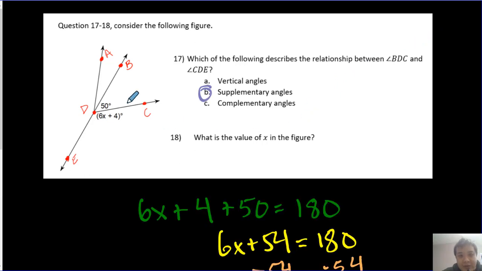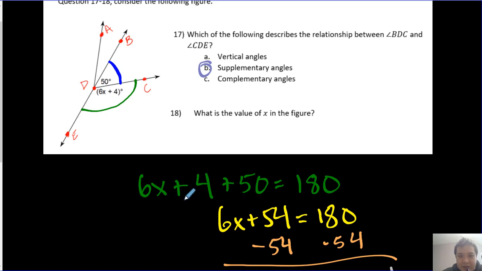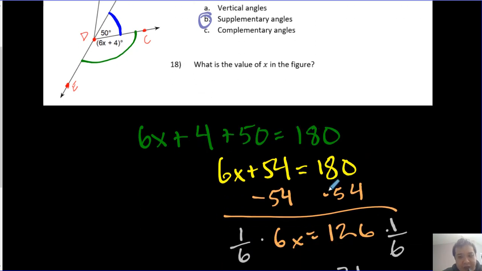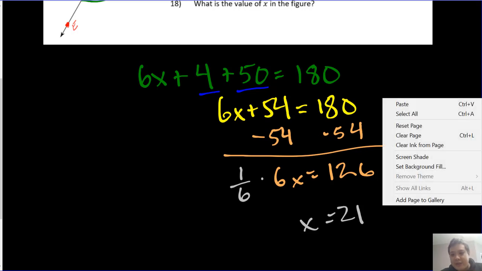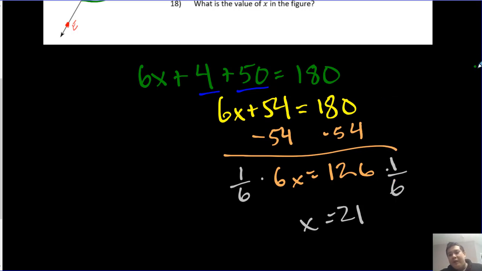What you should have found is that these two angles BDC, excuse me, and CDE are supplementary angles because they form a straight line and add up to 180 degrees. So therefore we can put these two angles together and set it equal to 180 degrees. So that's 6x plus 4 plus 50 gets us 180. Combine like terms. Subtract 54 from both sides and multiply by 1/6 or divide by 6, either way. And what we get is x equals 21.